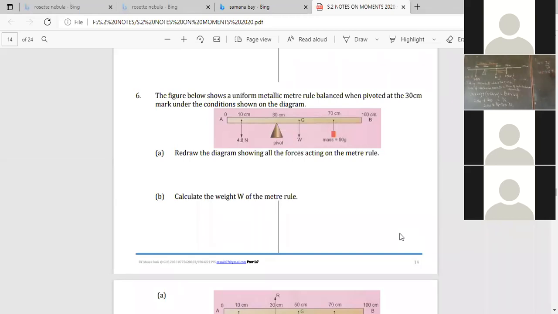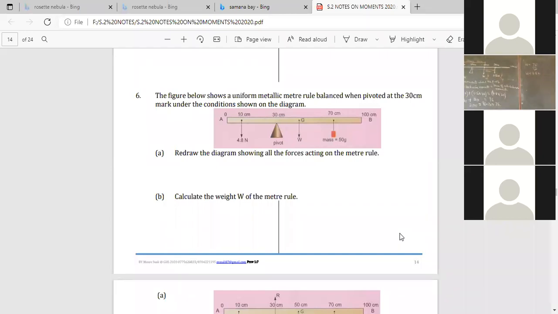You cannot see this? We can. Oh, you can. Yes. Okay. Was that the first part of the question? So that's the second part. The first part was to redraw the diagram showing all forces.